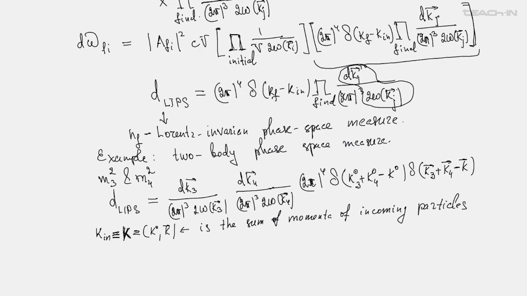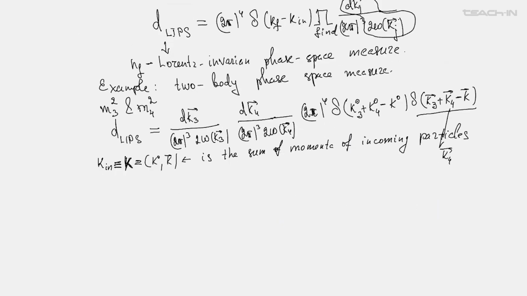So, further simplification of this quantity comes from the fact that you have this delta function here. And you can integrate out, by using this delta function, for instance the momentum k4. Because you have this delta function, you integrate it out. So k4 becomes now dependent, and it turns out to be k minus k3.